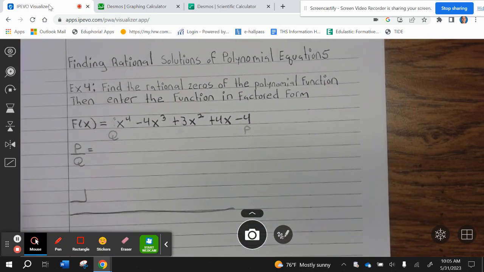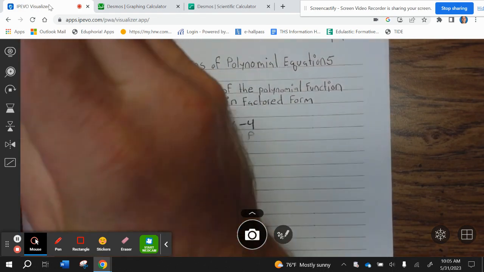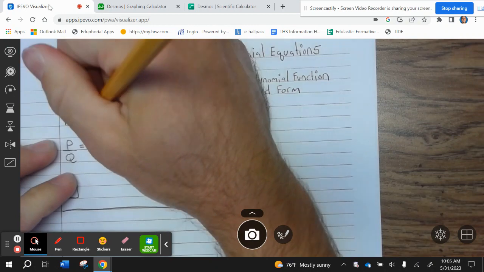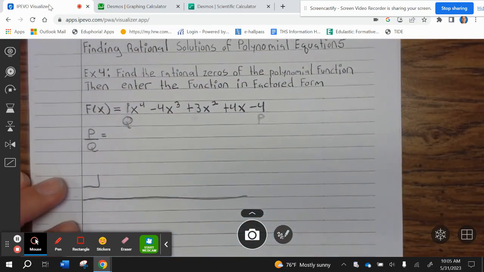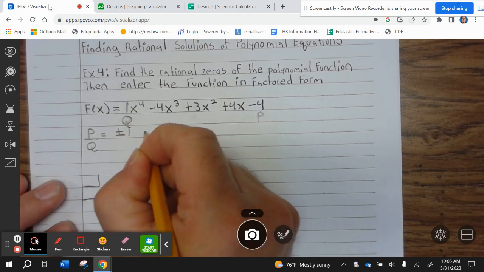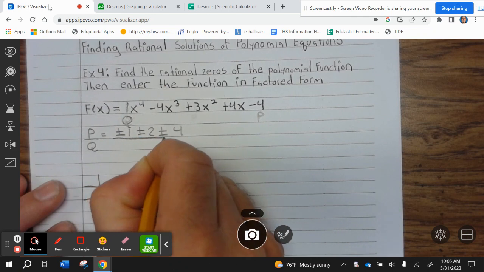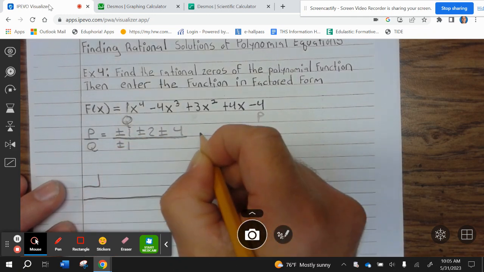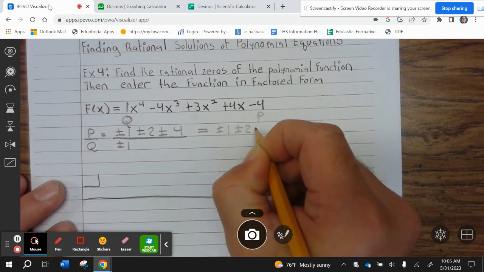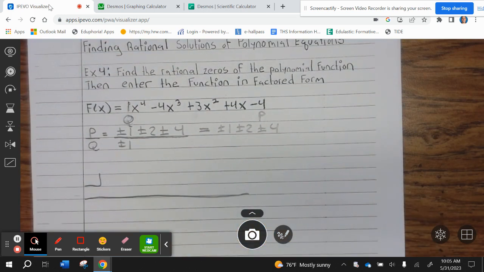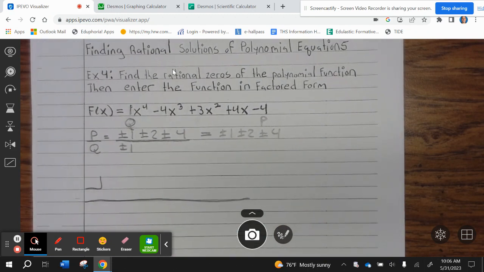All right, example 4. We know Q is 1 and P is -4, so we need to find all the factors. That's plus or minus 1, plus or minus 2, plus or minus 4, divided by plus or minus 1. So when we divide by 1, that's plus or minus 1, plus or minus 2, plus or minus 4. Let's graph to start with, so we're not going through all the combinations.